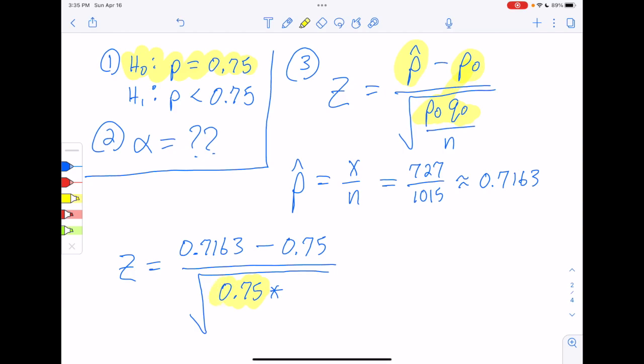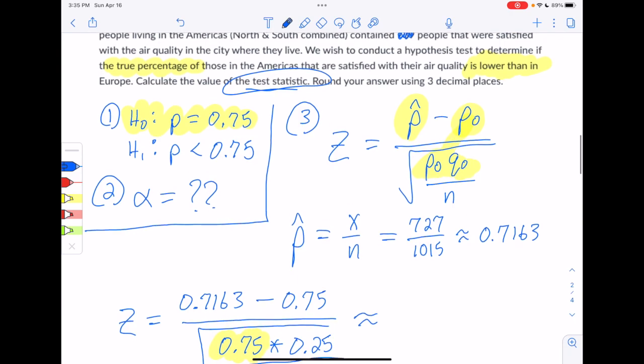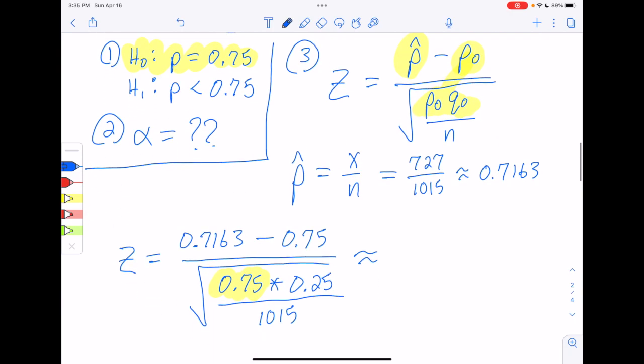So 1 minus 75% would be 25% or 0.25, and then divided by the sample size, which is 1,015. Whatever we get there, rounded to 3 decimals, would be our test statistic, which, by the way, is what they want us to find. So when we get this, we'd have the answer to this specific question, but we'll keep going, talk about the p-value and the decision as well.